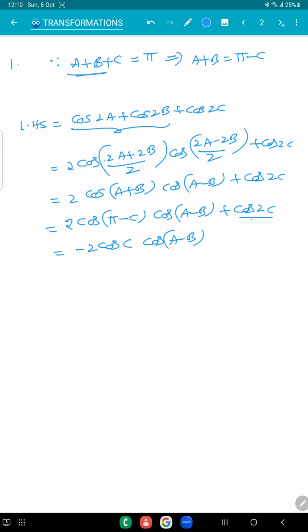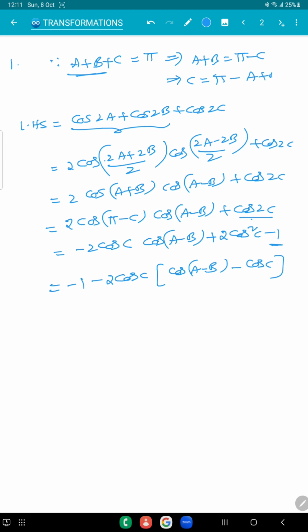Because cos 2C has 4 formulas. Out of these 4 formulas, only one is related to only cos square C terms. What is that? 2 cos square C minus 1. If you observe, in the right hand side we need to prove that minus 1. So we got minus 1. And once you observe that, we can bring the minus 2 cos C common. What will we have? Cos (A minus B) minus cos C. From this one we can write C as pi minus (A plus B).